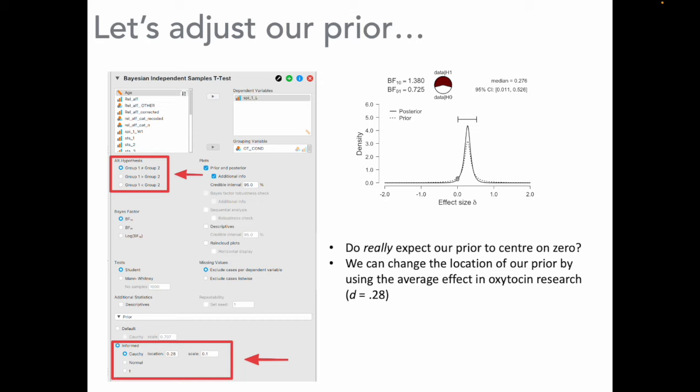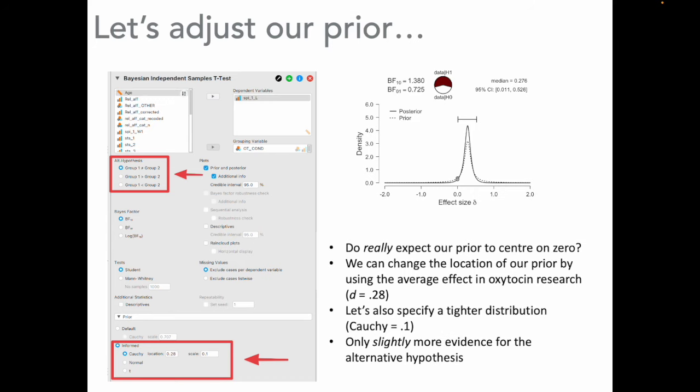So here, we've adjusted our prior to roughly, at the time at least, the average effect size in oxytocin research, which is 0.28, which hasn't actually been adjusted for publication bias. And we can also, for argument's sake, specify a tighter distribution. So this distribution here with the dotted lines basically says that, you know what, I think that effect sizes larger than 1 are basically not possible. You can adjust that depending on your understanding of what the literature is and your understanding of the research field. So again, only slightly more evidence for the alternative hypothesis in this particular case there too. So this result doesn't seem to be very sensitive to the choice of the prior distribution.